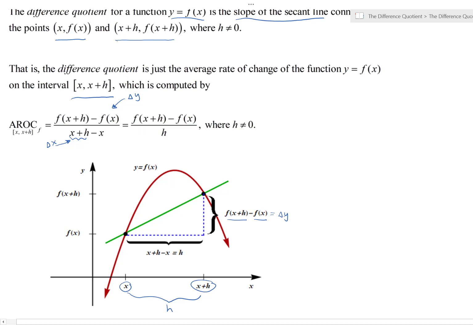So you take the quotient of those two things, f of x plus h minus f of x, and divide it by h, and that is what we usually refer to as the difference quotient. All right.